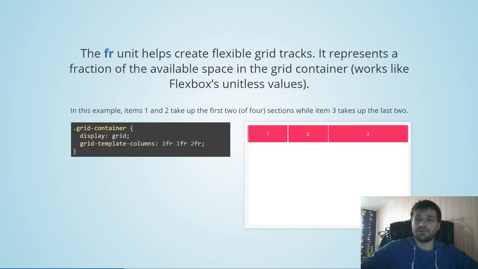It introduces a new unit which is really cool, called the fr, or the fraction. It's very similar to the flexbox unitless values, and fr represents a fraction of the available space across the grid container. In this example, we have two columns defined at 1fr each, and a third column defined at 2fr. So it's just going to take all of the available space in the grid container, separate it into sections, and then distribute it across the columns.